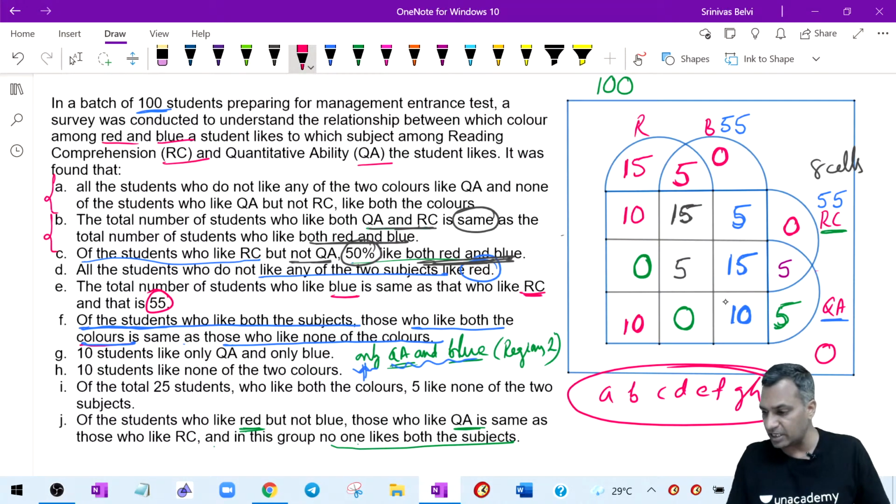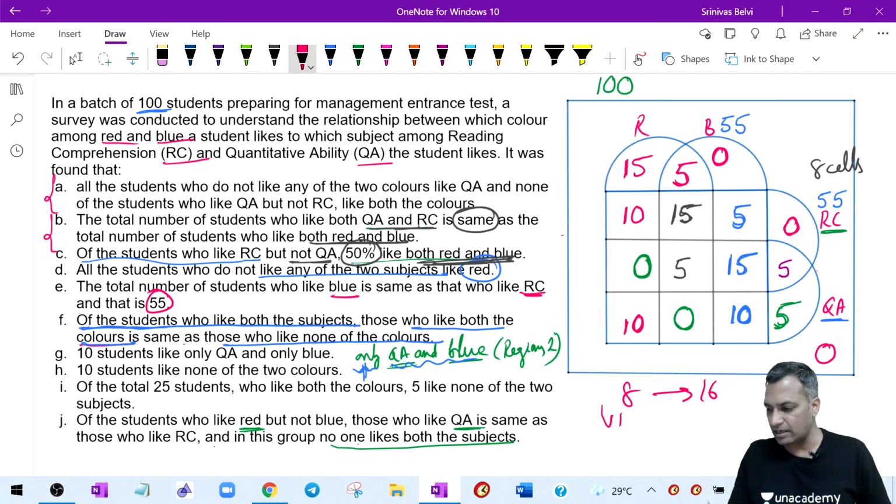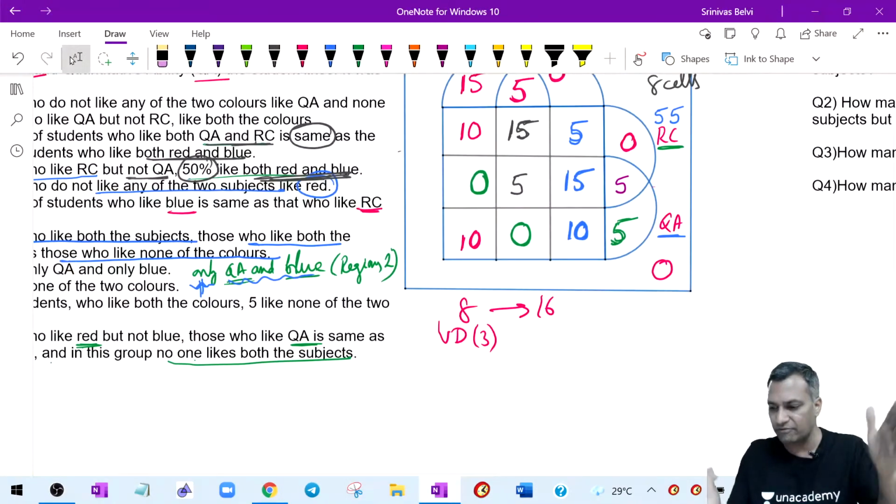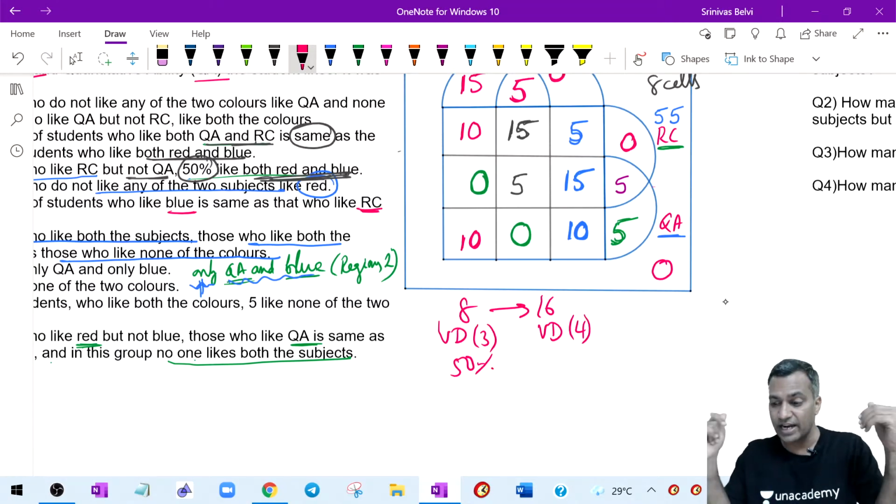Of course, it will be lengthy because 16 cells. There is a difference between 8 cells and 16 cells. Venn diagram for 3, when you solve Venn diagram for 3, 8 cells. Naturally, the task is half. The moment it becomes Venn diagram for 4, it will become 16 cells. It was a 50% task. That's a reality. That's why I called it as lengthy.